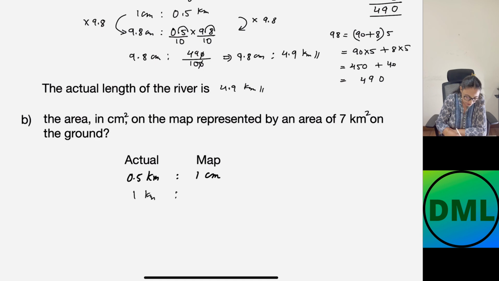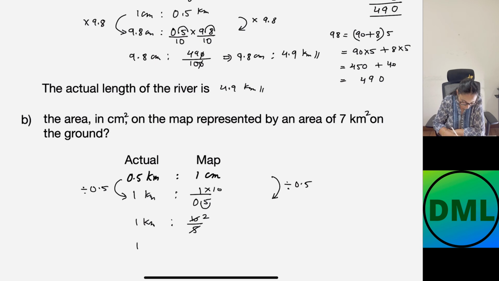How are you going from 0.5 to 1? Which operation are you going to do? Divided by 0.5. The same operation I have to do here also, divided by 0.5. So it will be 1 divided by 0.5. If you move this decimal 1 to the right, that means you are writing 10 in the numerator. So your 1 kilometer is to 10 over 5. 5 got cancelled with 10 and it will be 2. So 1 kilometer is to 2 centimeters.